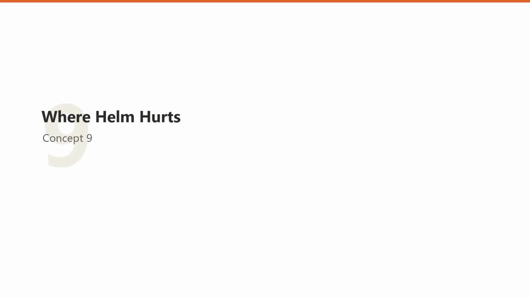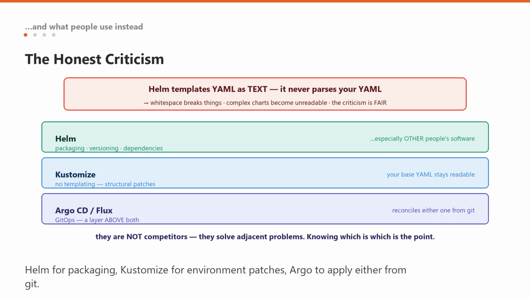Concept 9. The honest criticism and the alternatives worth knowing. Be able to say this out loud, because it is what a senior engineer will want to hear. Helm's central design choice is that it templates YAML as text. It does not parse your YAML. It does not know what a deployment is. It does string substitution and hands the result to Kubernetes. That is why whitespace breaks things, why your templates fill up with indent and nindent, and why a complex chart becomes an unreadable soup of template syntax wrapped around YAML that you cannot read without rendering it first. It is widely criticized, and the criticism is fair.